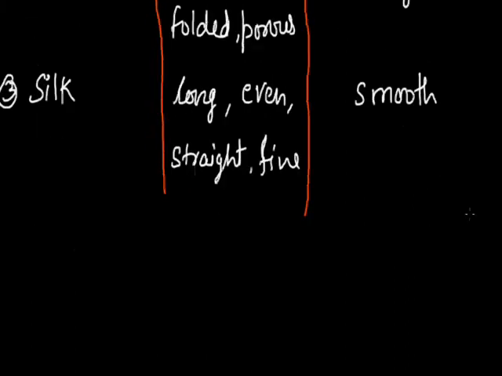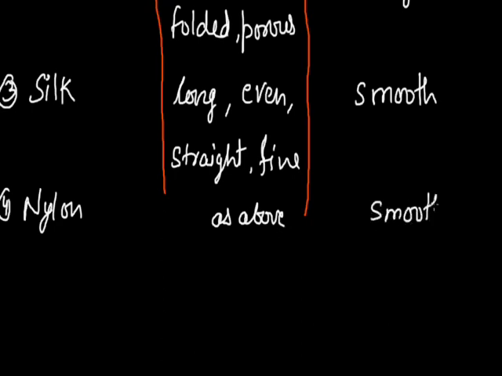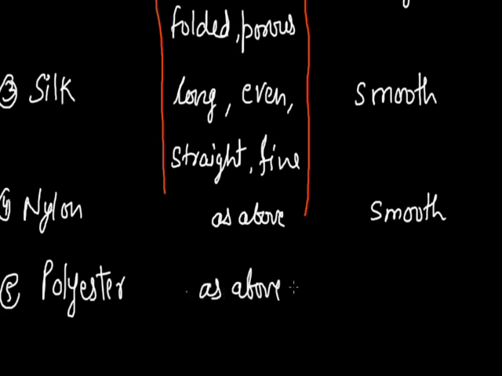And now for the next fiber, the fourth, that is nylon fiber. We find the same condition as we discussed before: very long, even and straight, with a fine structure. So we can say that nylon fiber is also very smooth. And the last observation is for polyester fiber. For polyester, we observe that it is also very long, even and straight with a fine structure. So we can say that polyester fiber is also very smooth.